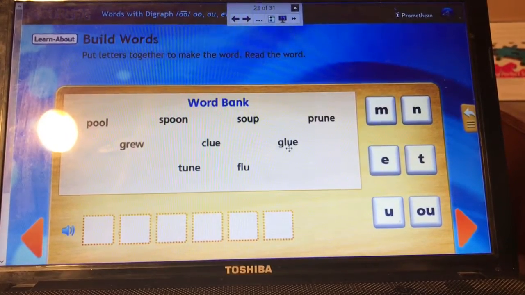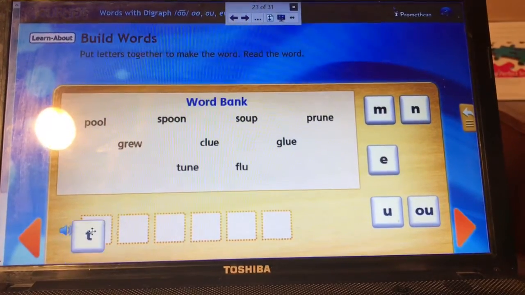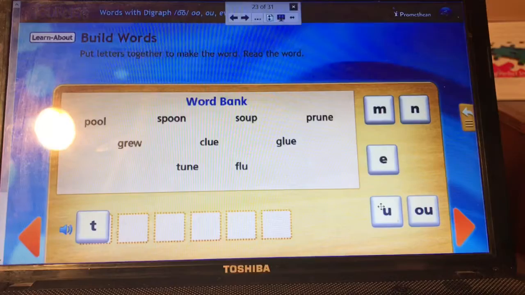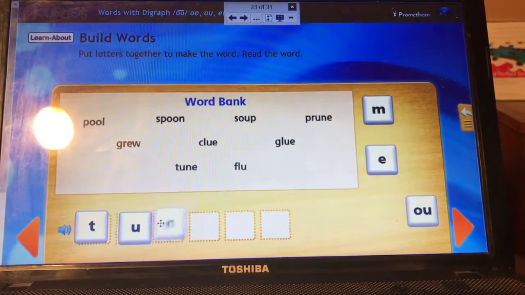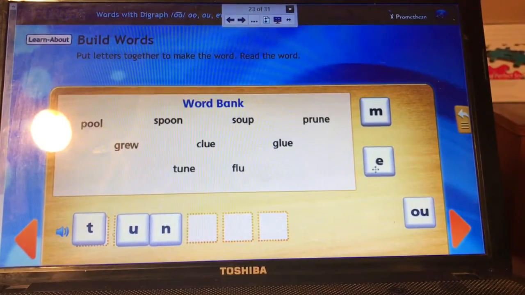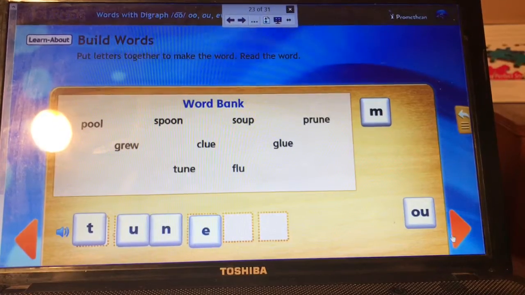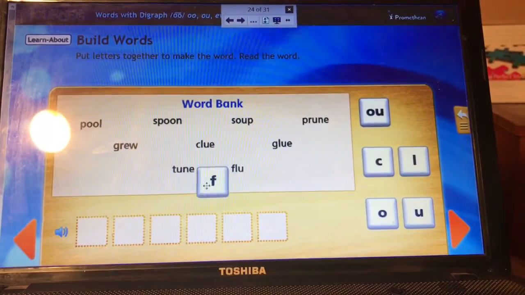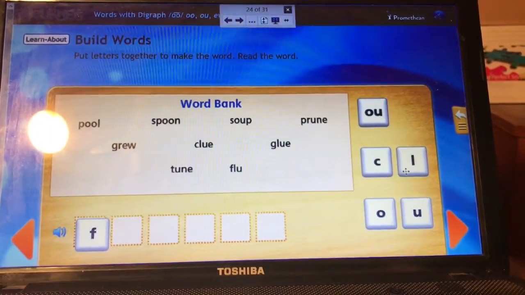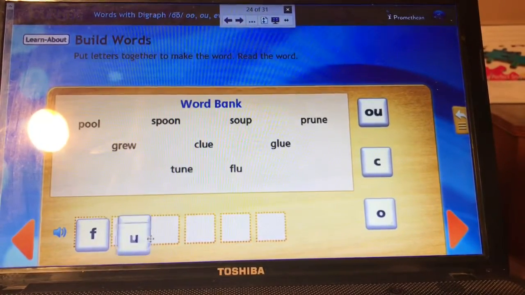Tune. Tune, like I can sing a tune. T. Ooh. N. And a silent E. Tune. Flu. F. Ooh. Flu.